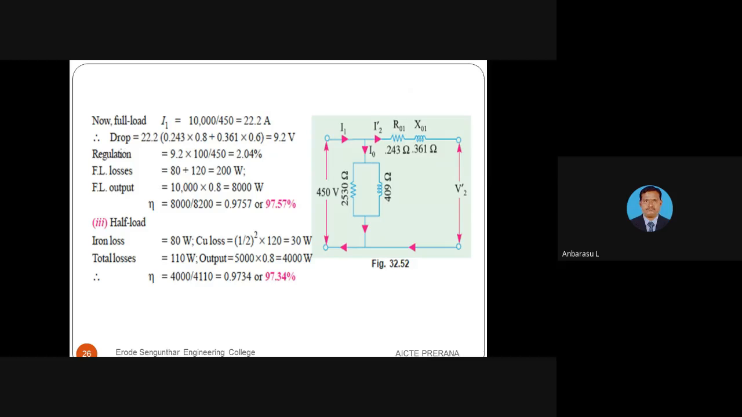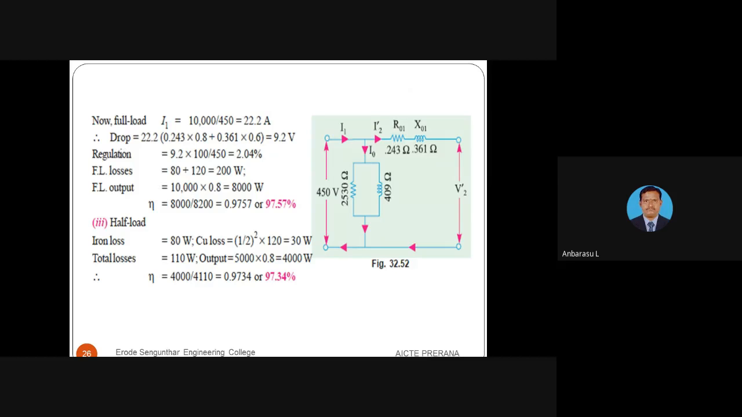The same way, we have to calculate the efficiency of the transformer at half load conditions. At half load, the iron losses are constant but the copper losses are variable. Here iron losses equal 80 watts, the same wattmeter reading, but copper losses we have to determine for the half load condition. So half load copper losses equal 1 by 2 square into 120, that is x square into full load copper losses. Here the x value equals 0.5 or 1 by 2, that is half load condition. The copper losses equal only 30 watts.